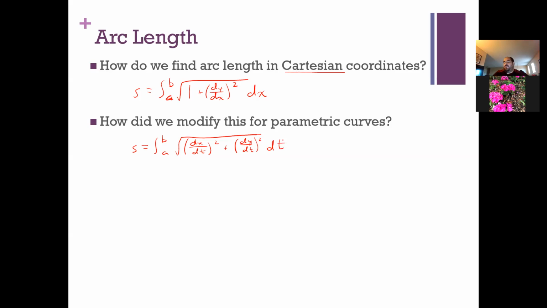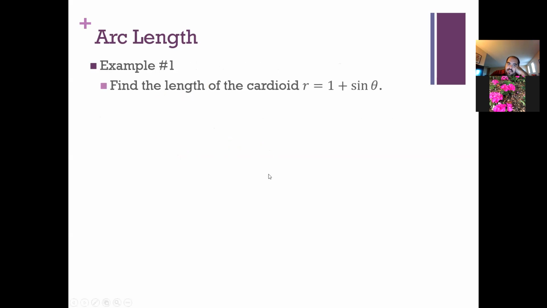So really, we're getting the parameter involved here. We're taking the derivative of x with respect to t and the derivative of y with respect to t, squaring them both, and taking the square root. Basically, that's how I'm getting my little tiny arc lengths, through the Pythagorean theorem. I can really do the same thing with arc length in polar form.